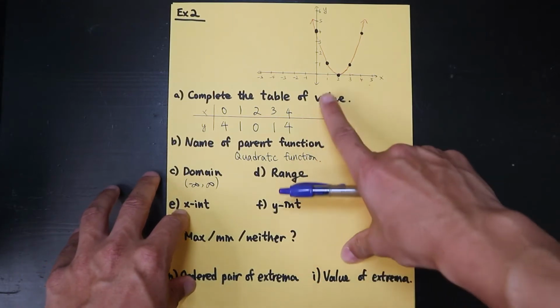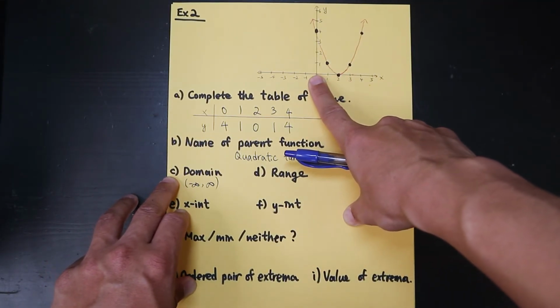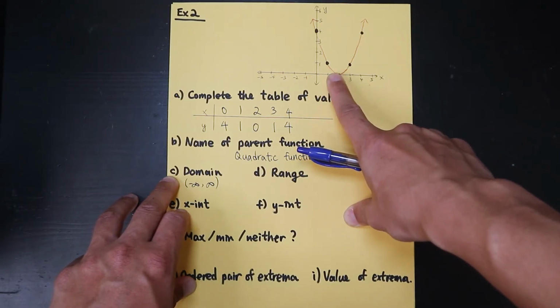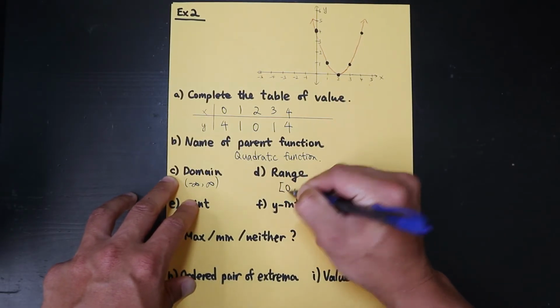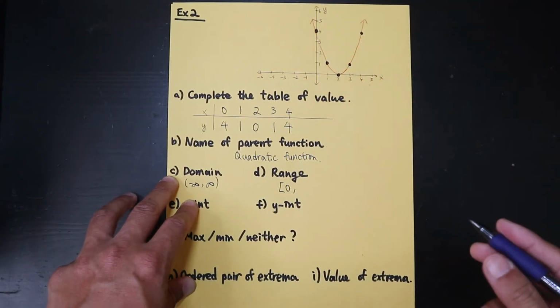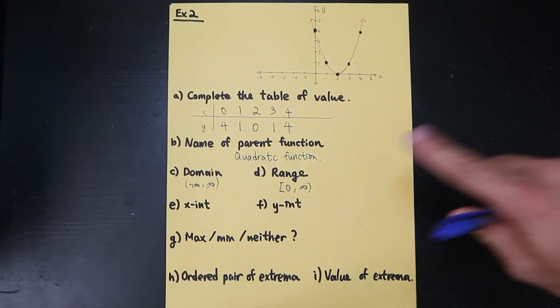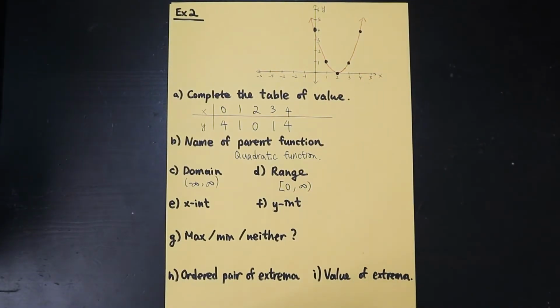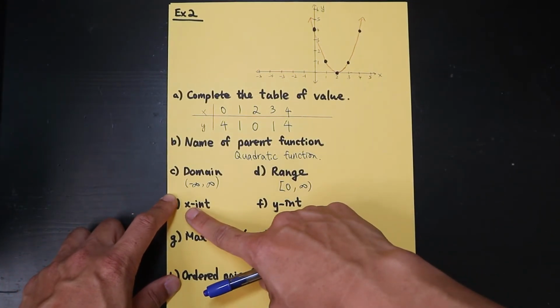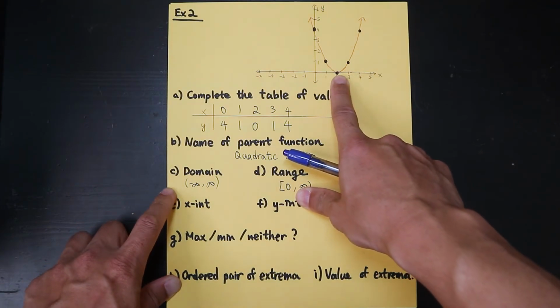And then for the range, I see that the bottom of the U shape is at 0. It's at the ground level. So it's going to be including 0, so 0 bracket. And then the U shape extends all the way up to infinity. So we're going to use positive infinity to indicate the highest point with a parenthesis at the end after the infinity sign.